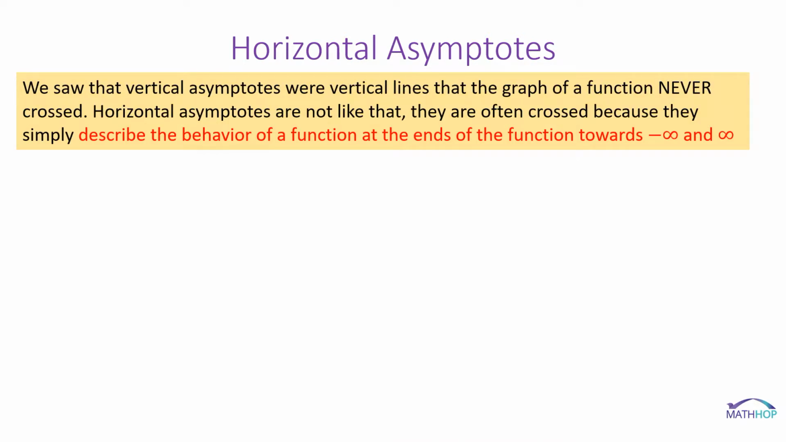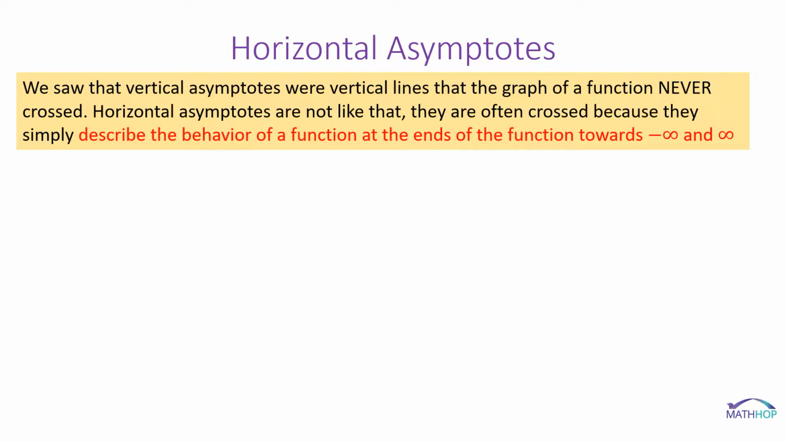Horizontal asymptotes, okay? We saw vertical asymptotes. Horizontal asymptotes, whole nother ballgame. Vertical asymptotes were super nice. They were vertical lines that the graph of a function never crossed. Horizontal asymptotes, they don't play like that because they only tell you what's happening at the ends of a function.